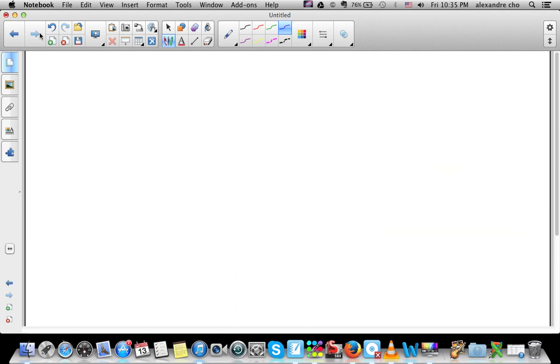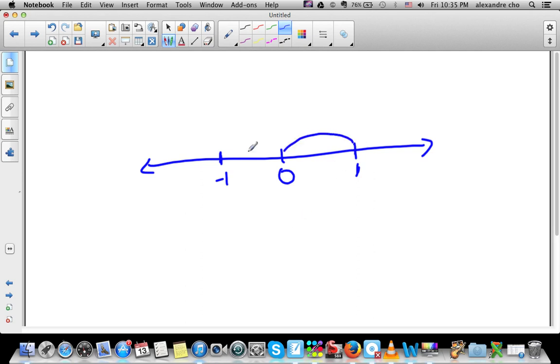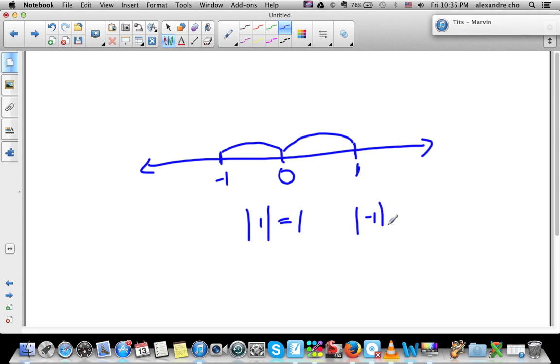Number 2, on the number line, graph 2 different points that have the same absolute value. On the number line, here's 0. Let's stick with easy numbers: 1 and negative 1. These 2 points have exactly the same absolute value. What does that mean? They're exactly 1 step away from 0. The absolute value of positive 1 is 1, because it's 1 step away from 0. The absolute value of negative 1 is also 1, because negative 1 is also 1 step away from 0. Remember, distance can't be negative, so that's why absolute value is always positive.